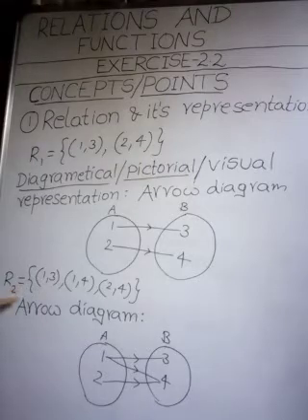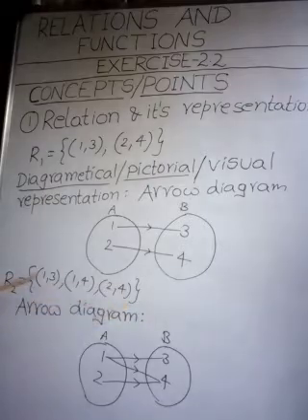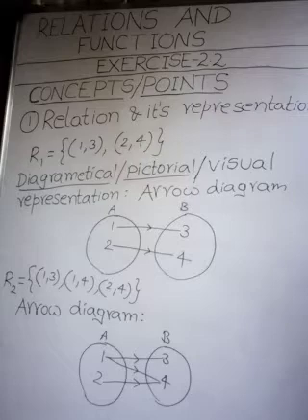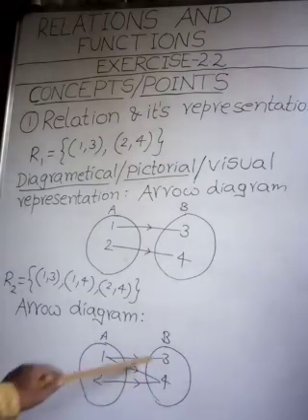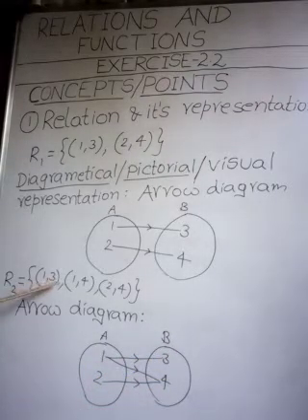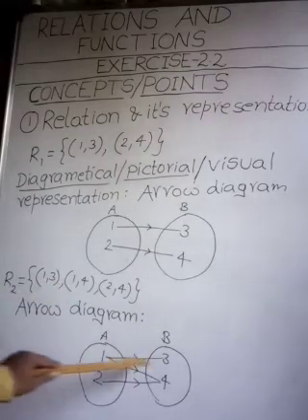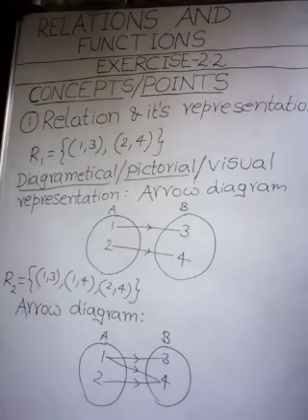Come to the second relation R2. This is the roster form of R2. Now we are giving a visual representation of R2. By means of an arrow diagram, we are giving a visual representation. The same set A, elements 1 and 2. Here set B, 3 and 4. See, 1 is related to 3. So from 1 to 3, I have drawn an arrow. Understood this point, my dear children?